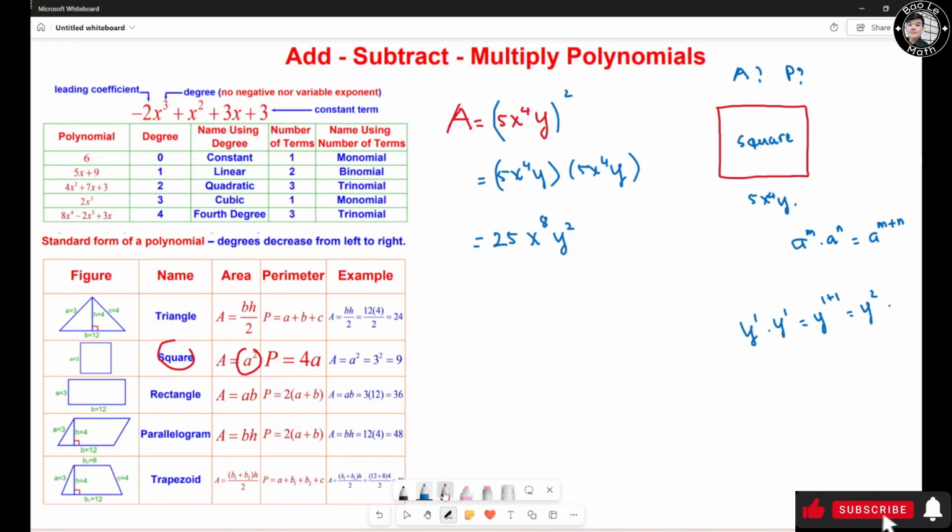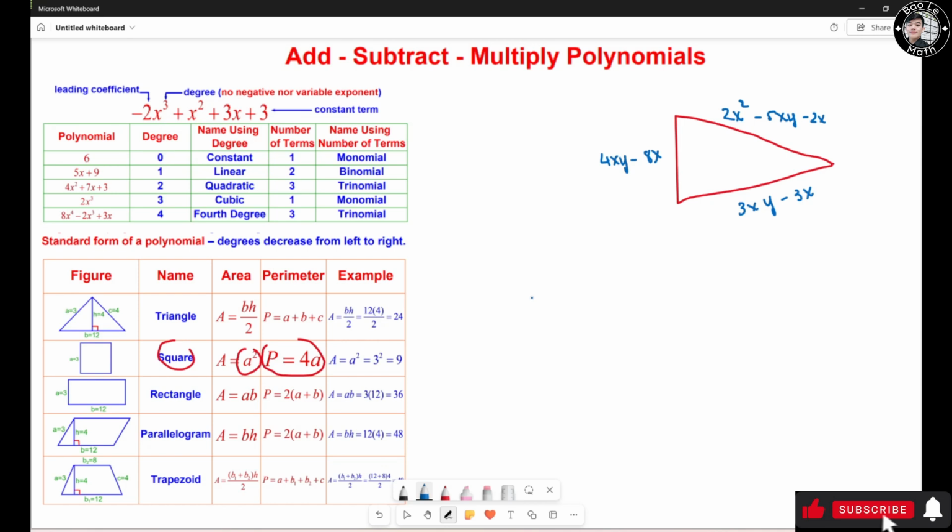Now we need to calculate the perimeter. So perimeter equals the side length multiplied by 4, right? So it's going to be 5s to the 4 times y all together multiplied by 4, right? So it's going to be 4 times 5, which is 20. And rewrite everything right here, s to the 4 y. And this is the answer.